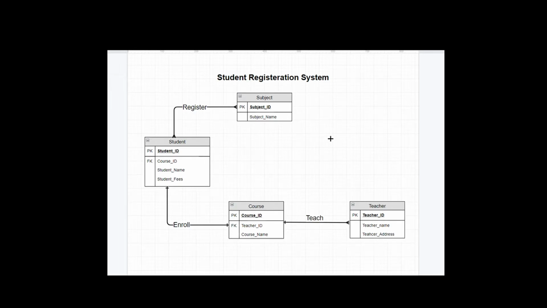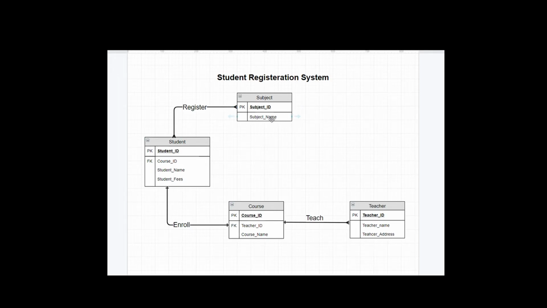So an example of an entity relationship diagram is shown here as the student registration system. In this diagram, there are four entities, which are the subject, student, course, and teacher. For the student entity, it has four attributes, which is the student ID, also the primary key, the course ID, which is the foreign key because it's the primary key of the course, the student name, and student fees.